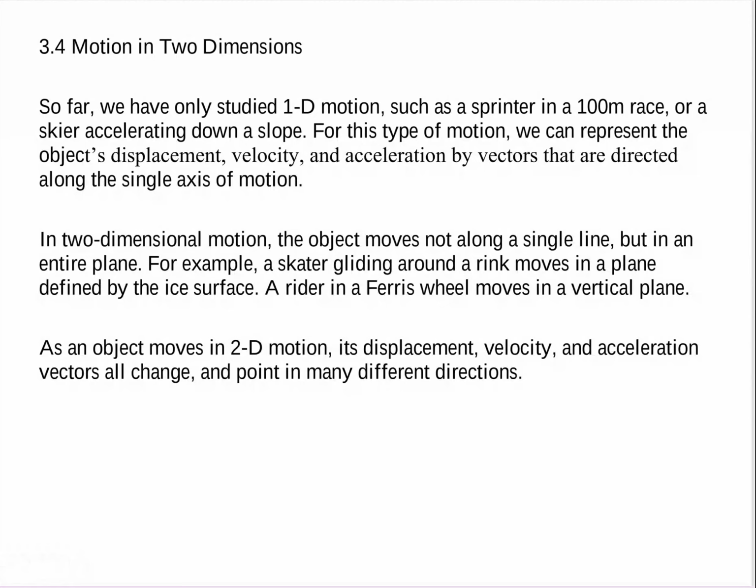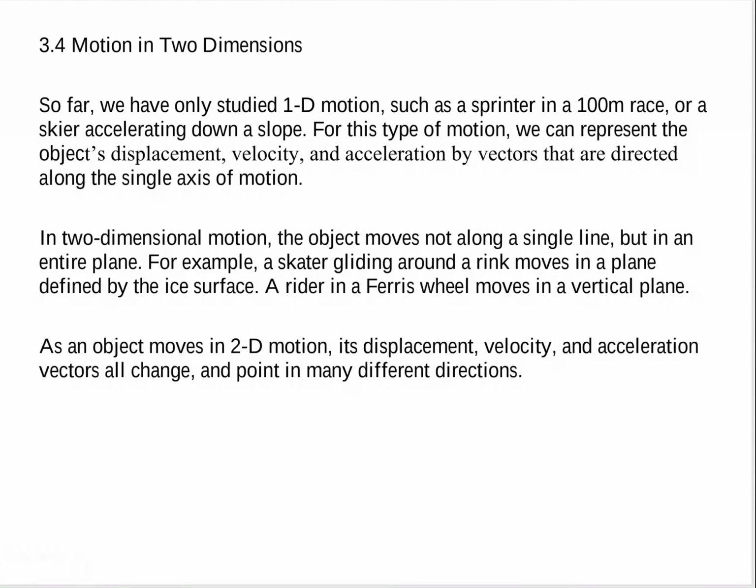But in 2-dimensional motion, the object moves maybe along a curve in a plane of motion. For example, the skater gliding around a rink moves in a plane defined by the surface of the ice. The rider in a Ferris wheel moves in a vertical plane. Stuff like that. The displacement, velocity, and acceleration vectors all change and point in a lot of different directions as the motion occurs. So we cannot just tip the axis and make the motion 1 dimension. We don't have a choice here. It's going to have to be 2 dimensions for sure.